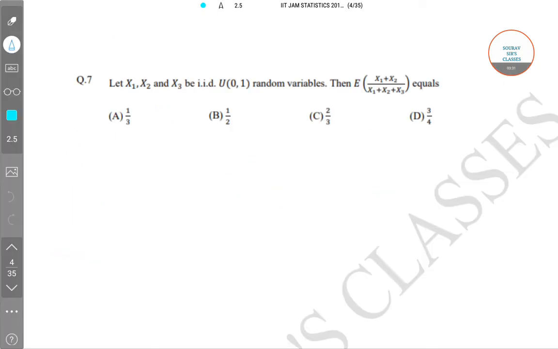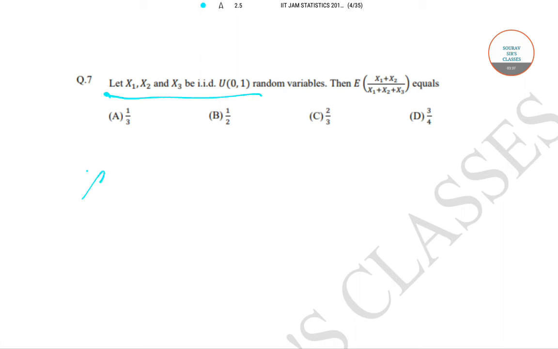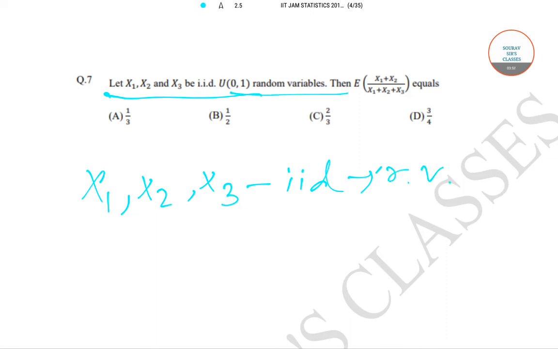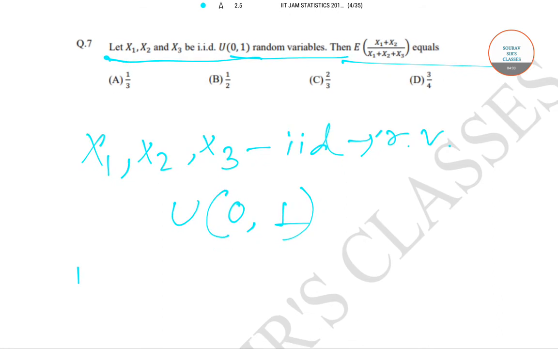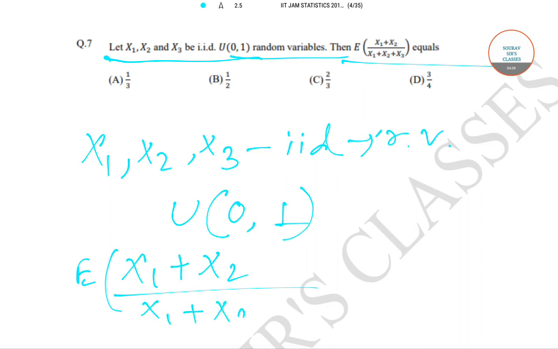Let's move on to the next question, and the next question is question number 7. We are told that x1, x2 and x3 are IID, that is independent identical distribution, random variables. The distribution follows U, that is uniform distribution, with parameters 0 and 1. We are about to calculate the value of expectation of x1 plus x2 by x1 plus x2 plus x3. So let's see how we approach this.